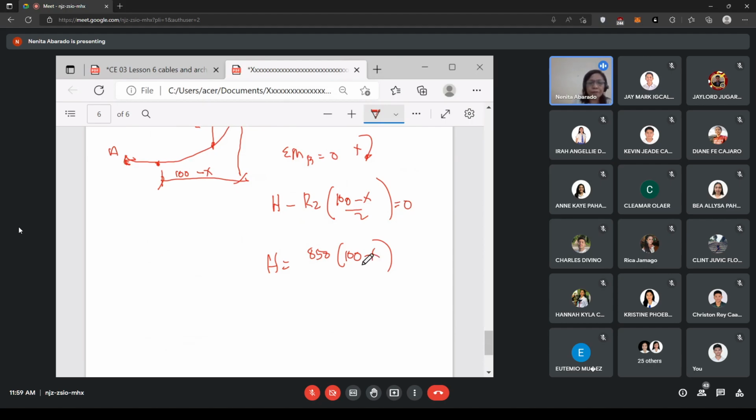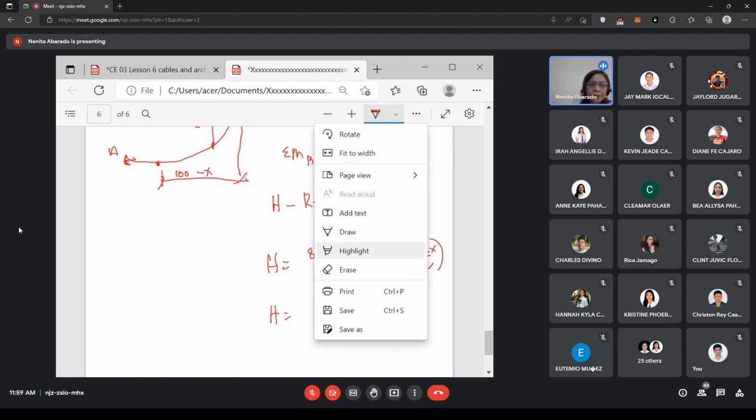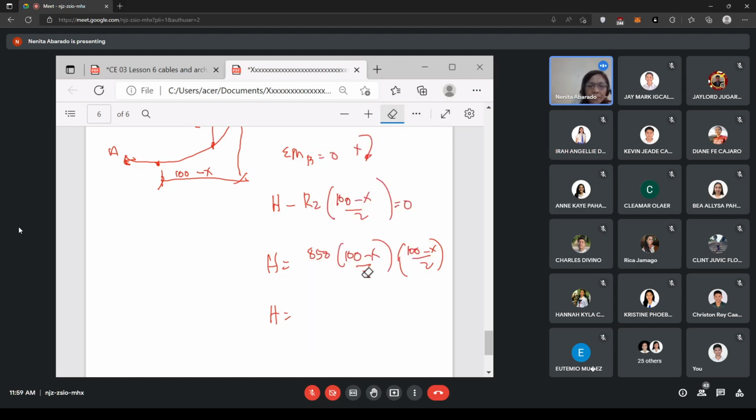100 minus X over 2 times 100 minus X over 2. Yan ang kanyang moment arm. So therefore, H is equal to 100, wala siyang over class. Wala ni. Yan. R sub 2 is 100 minus X lang. Okay? So therefore, we have here 850 over 2 times 100 minus X squared. So let's say that is equation 6.